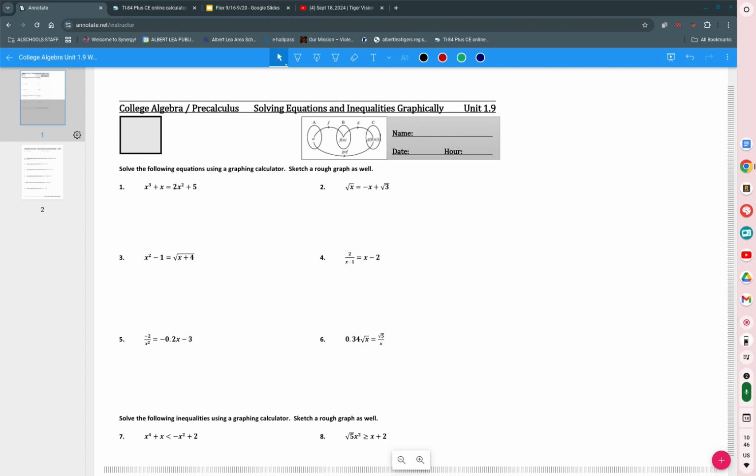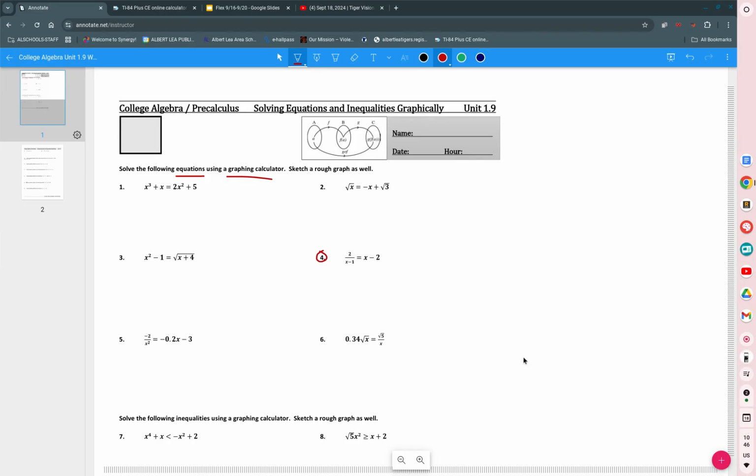Okay, we are going to do one example from this setting right here, and we're going to do one example from below. The backside is review from yesterday. So you got 6 problems on the front, 6 problems on the back. And today, what it says, we're solving these equations by using a graphing calculator. We're going to sketch a rough graph as well. I'm going to choose number 4 to solve here with you, okay?